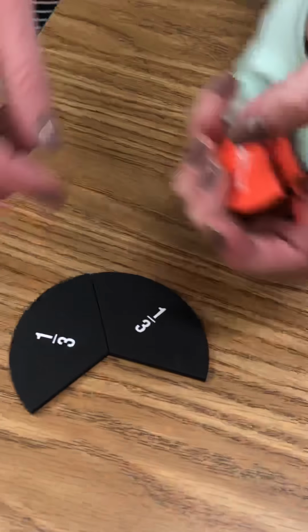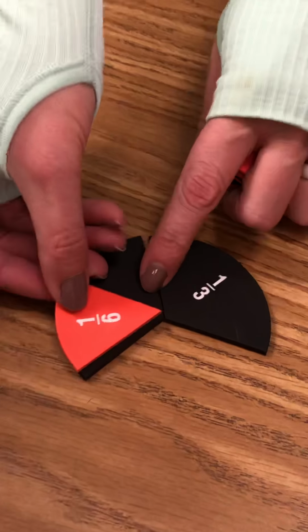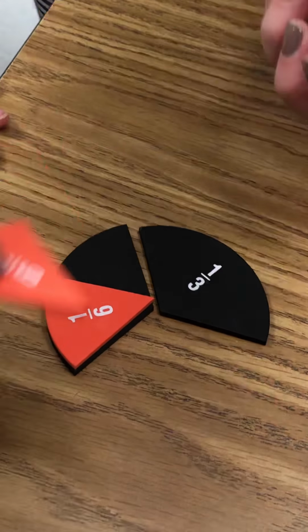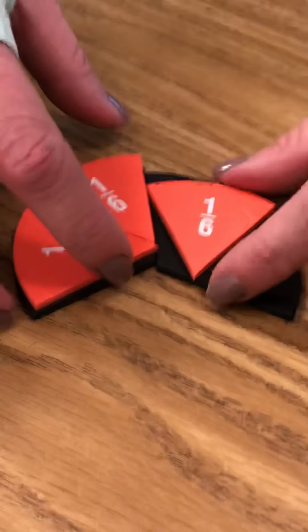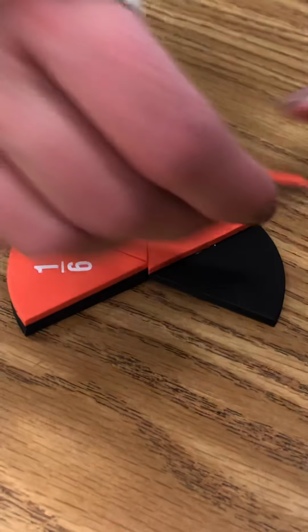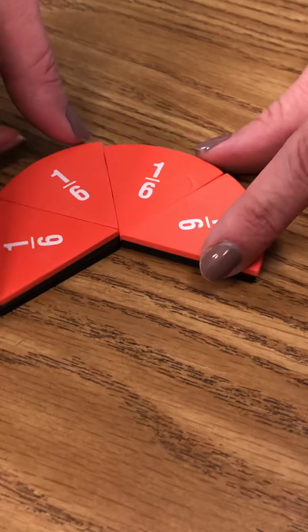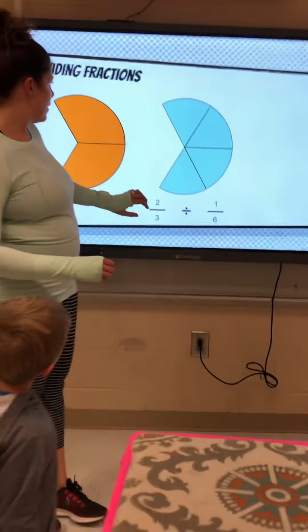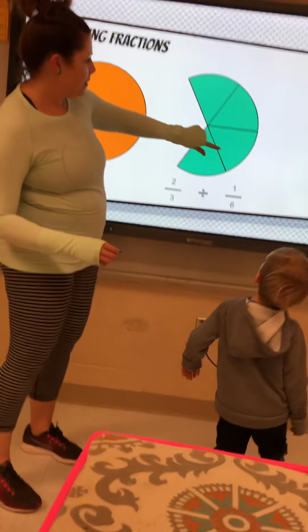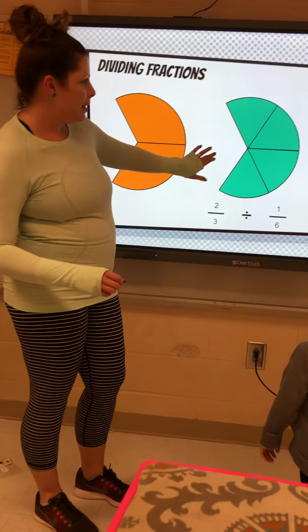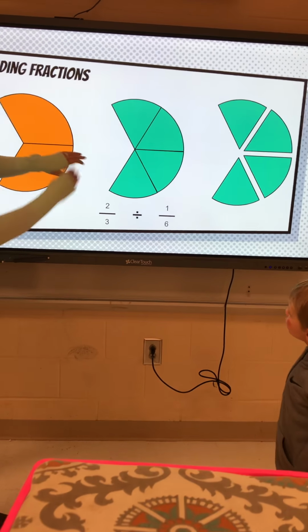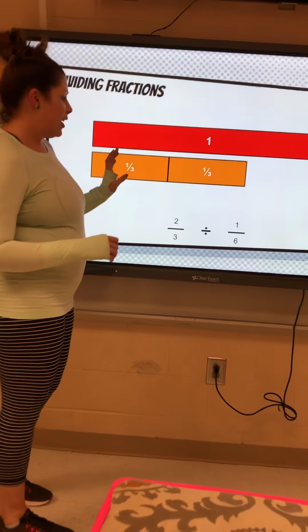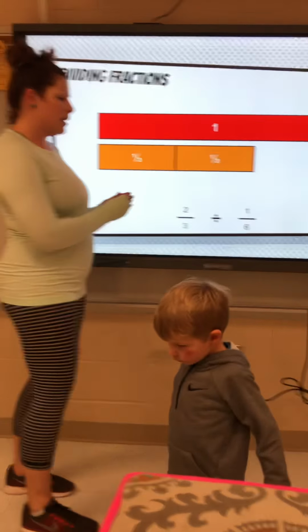Here's my 2/3. I'm going to see how many 1/6 are in it. 1/6, 2/6, 3/6, 4/6. So my answer would be 4. 1, 2, 3, 4. Same space, right? All right, here is that same problem in bars.